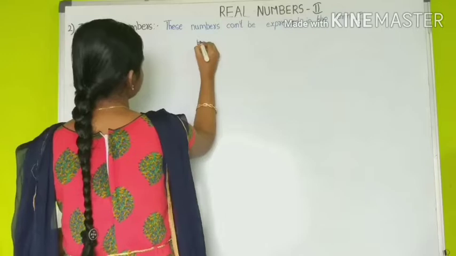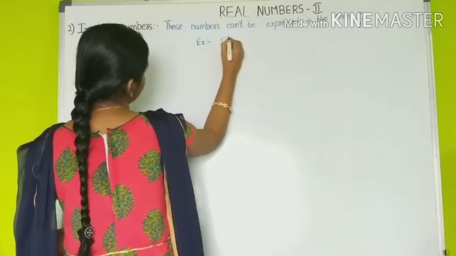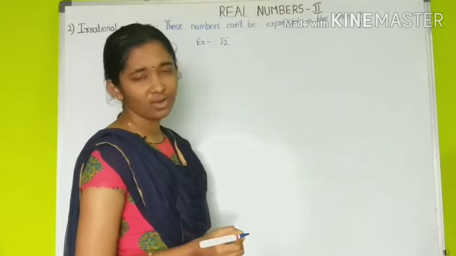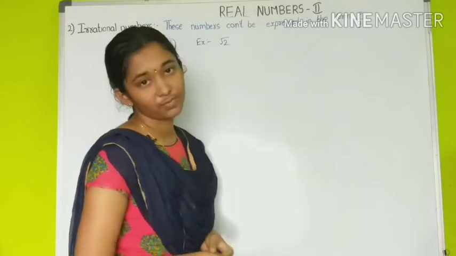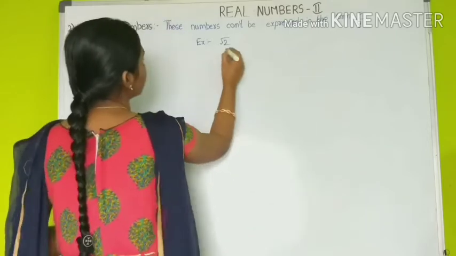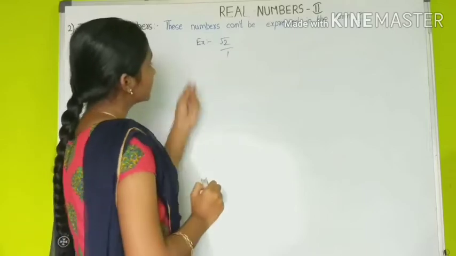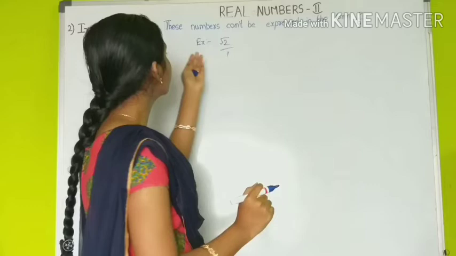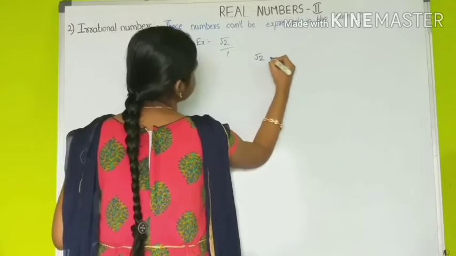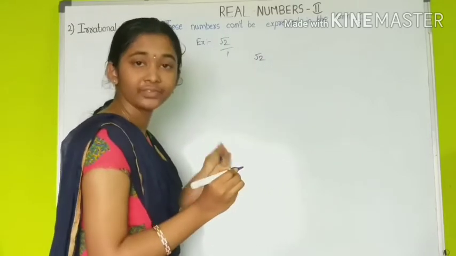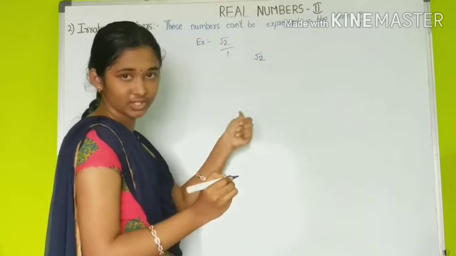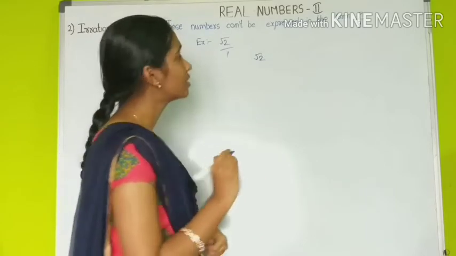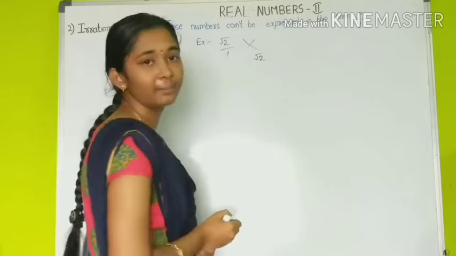Example, root 2 is an irrational number. We can't express this in the form of p by q. We may also ask, can we express this in the form of p by q by putting 1 here? But the p and q here are not integers. Root 2 is not an integer. The rule is p and q should be integers, which is the form of rational number. So we cannot write this in the form of p by q.